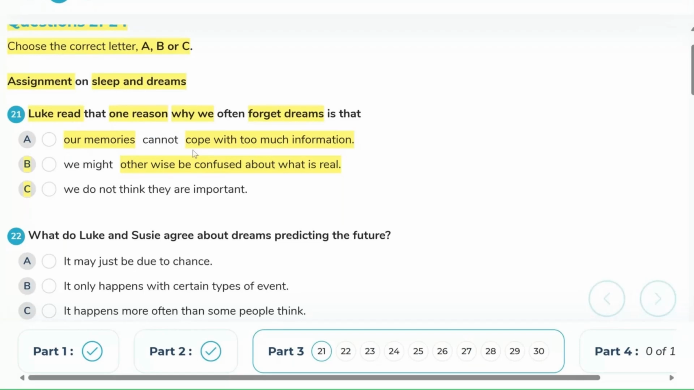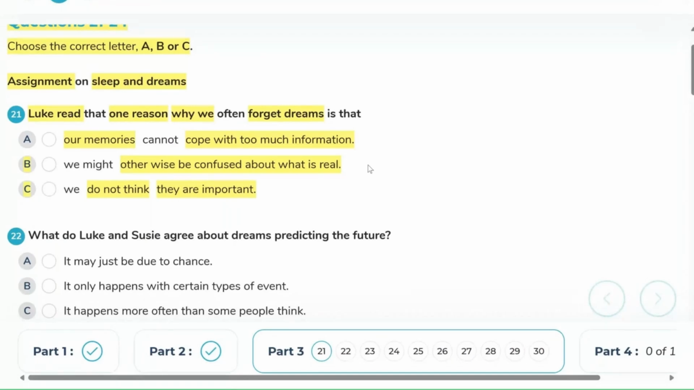And we do not think they are important. They means dreams are important. So why do we forget dreams? What is the reason? Reason A, memories cannot cope with that. Reason B, otherwise we will confuse reality and dream. And reason C, we do not think dreams are important. Now please listen, and the correct answer is going to be A, B or C.